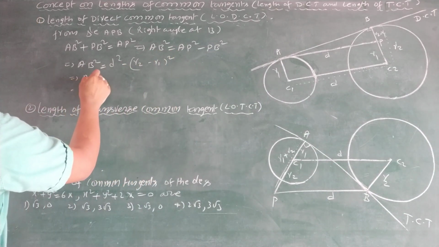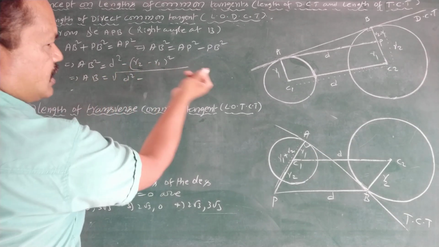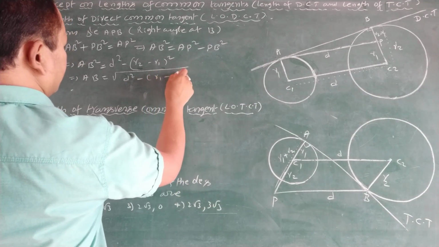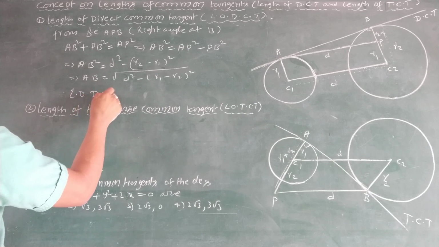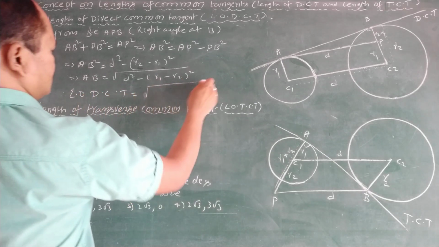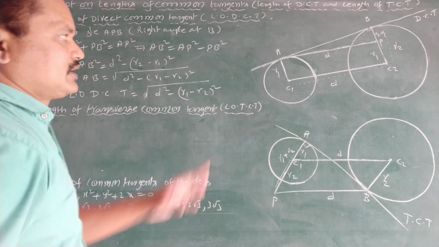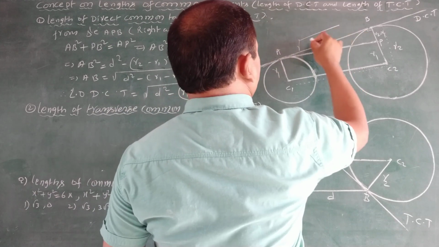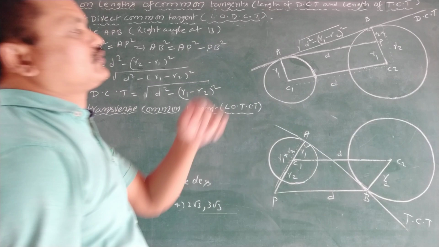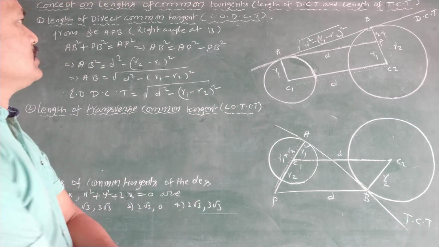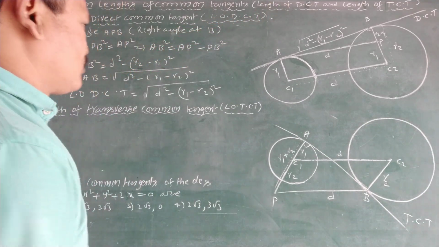So here AB is equal to square root of D square minus (R2 minus R1) whole square, which is the same as (R1 minus R2) whole square, no problem. Therefore, the length of direct common tangent is equal to square root of D square minus (R1 minus R2) whole square. That is the length of the direct common tangent, simply LODCT, length of direct common tangent.